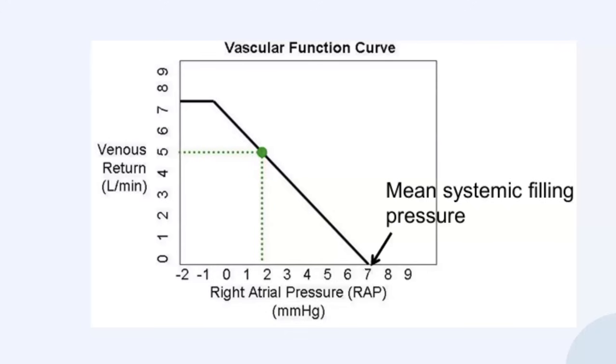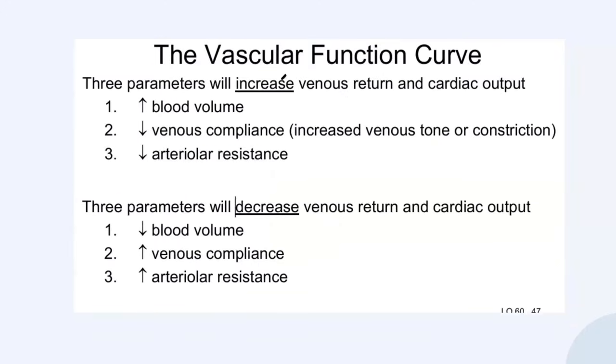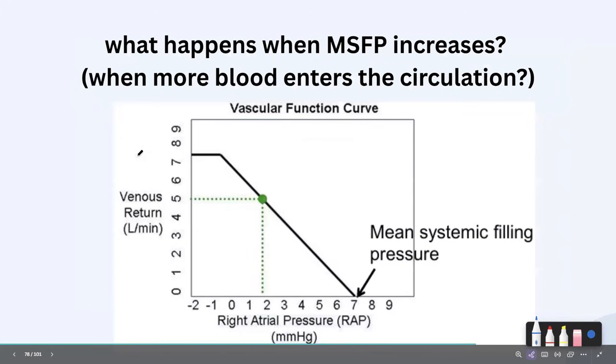Now let's look at what factors affect this curve. If you have increased blood volume, if you take a person and you inject a lot of blood into him, or if you have decreased venous compliance, which means that the venous tone is high, like the big veins are constricting like this, or if you have decreased arteriolar resistance, you have vasodilation of the arterioles, that is going to increase the venous return. Okay, and this is very confusing. So we'll come back to this slide. Let's look at it from the diagrams.